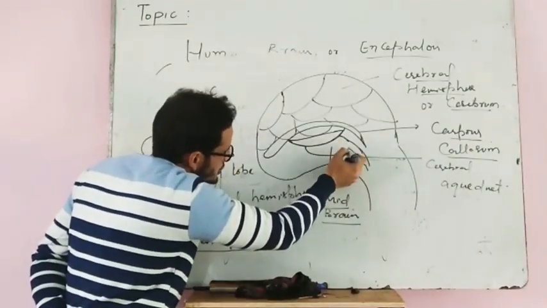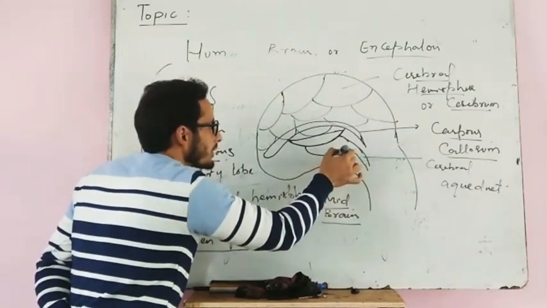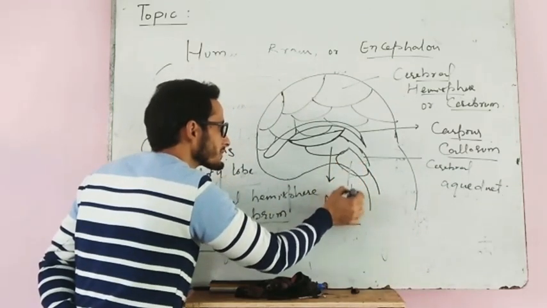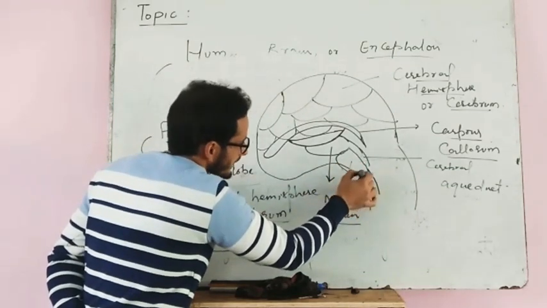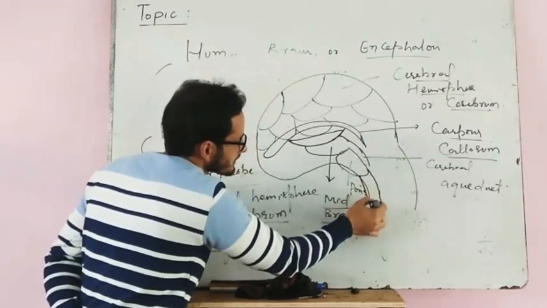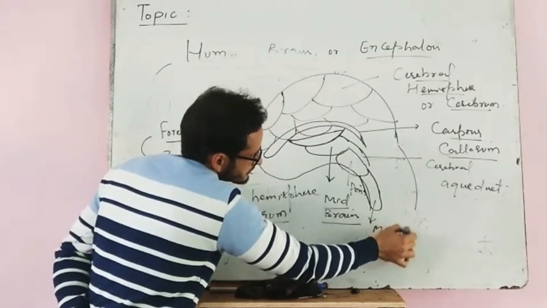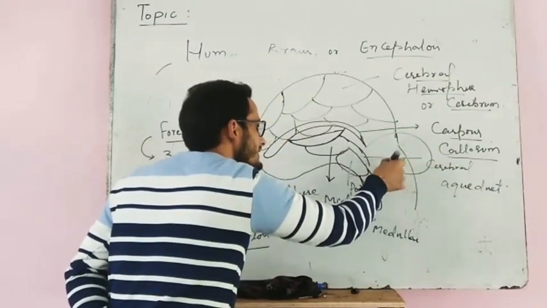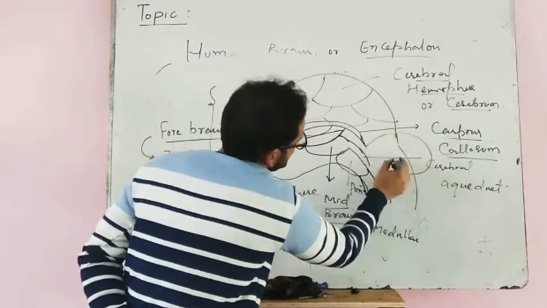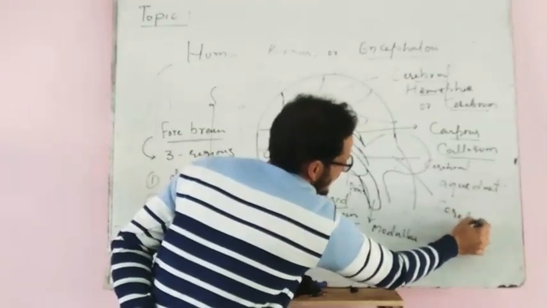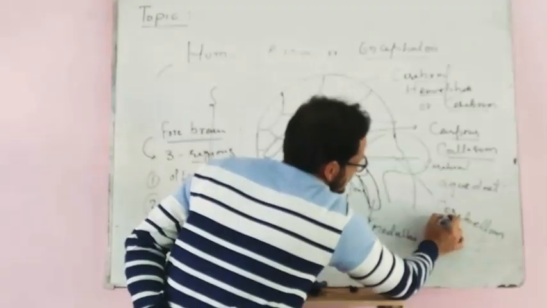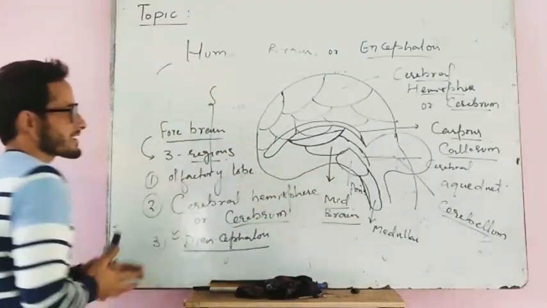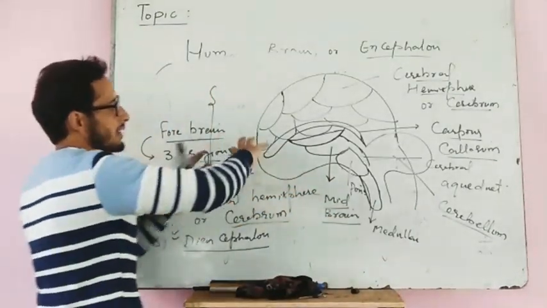Here, the posterior part of the brain is hindbrain, which is comprised of three parts. One is the pons. Second, which is just below the pons, is medulla. And the posterior, second largest part of brain, that is cerebellum. This is the hindbrain.